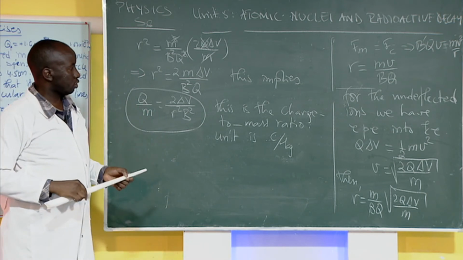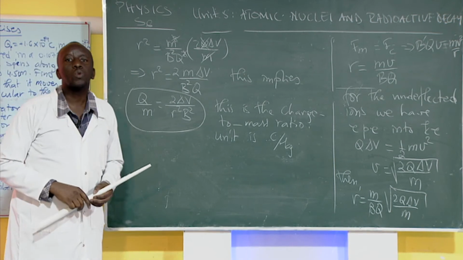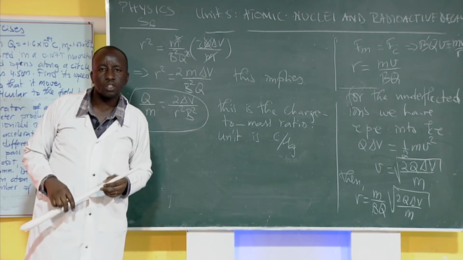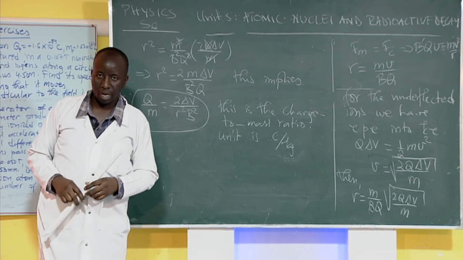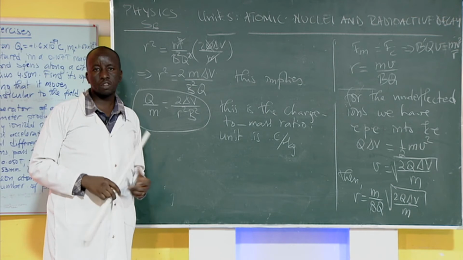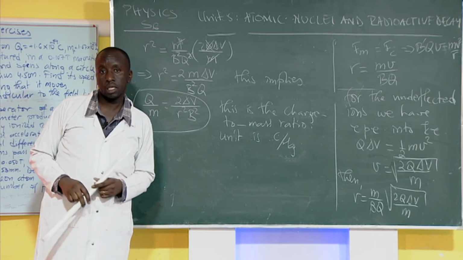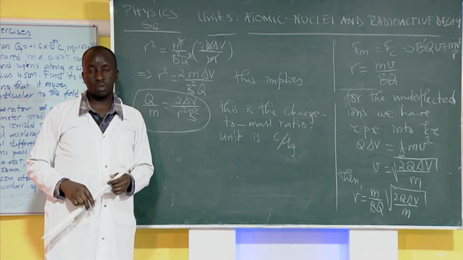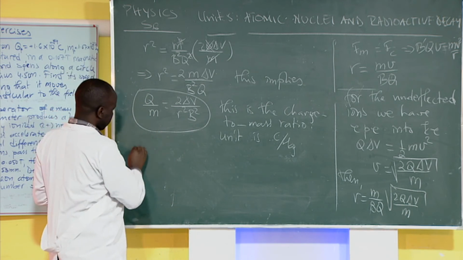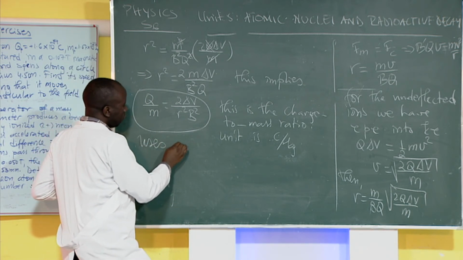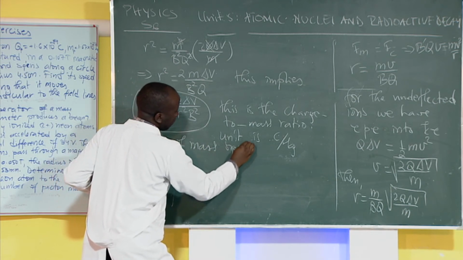So now, students, after we have these expressions, we may use these ones again to explain the uses of the mass spectrometer. We have defined it. We have now shown how this mass spectrometer works, and it is time now for us to think about what are the uses of mass spectrometer.